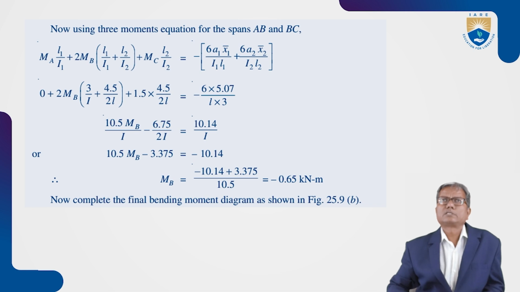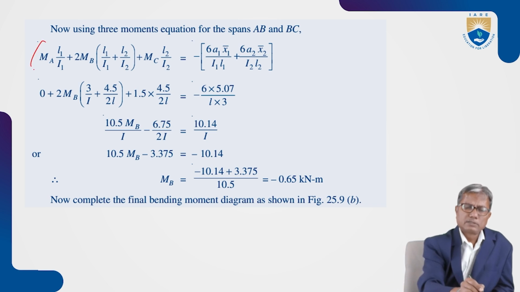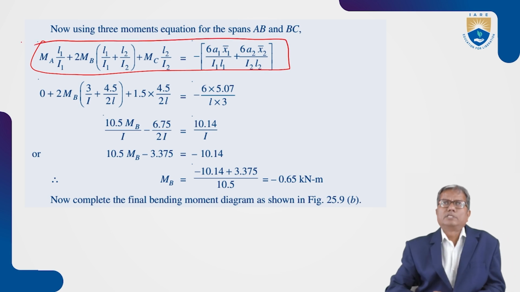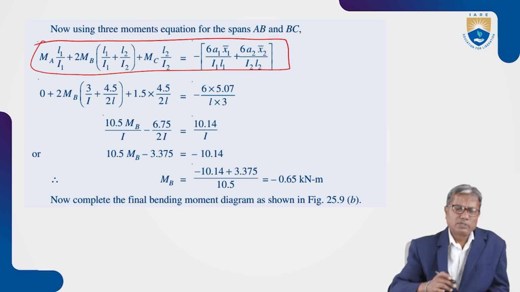A2 x2 bar is 0 because there is no load. Okay, there is no load. So here the general equation for the theorem of three moments is given by this.